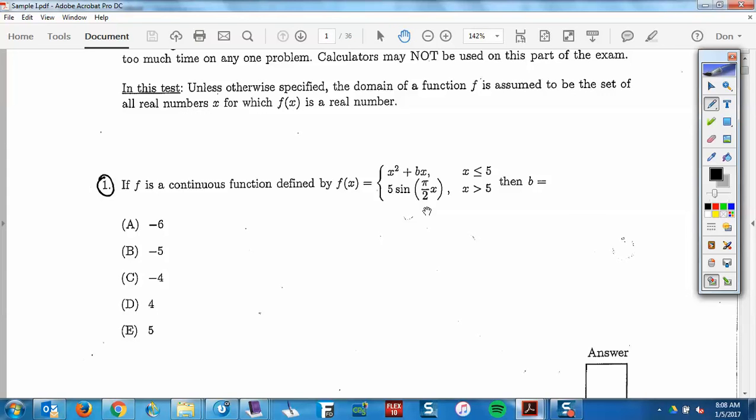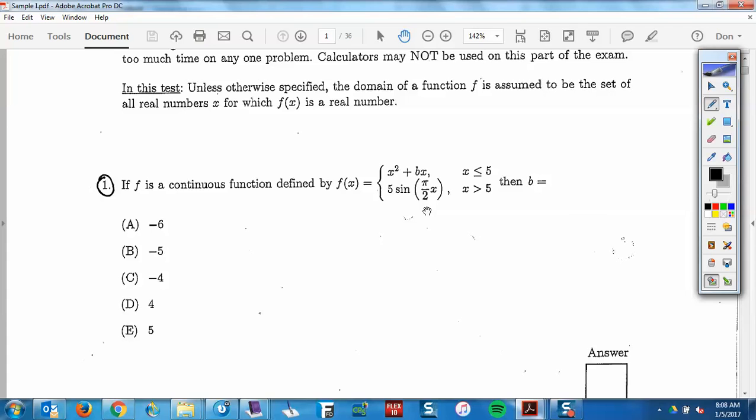So again, this piecewise function, this is where we always see it, where they're talking about continuous. It's going to be continuous. We know a parabola is continuous. We know sine is continuous. The only place these could possibly not be continuous is where? At 5, when it breaks, right? When it switches from the parabola to the sine graph, you might get a break.